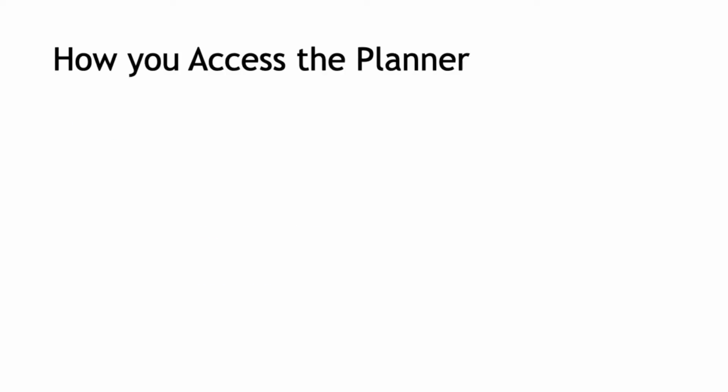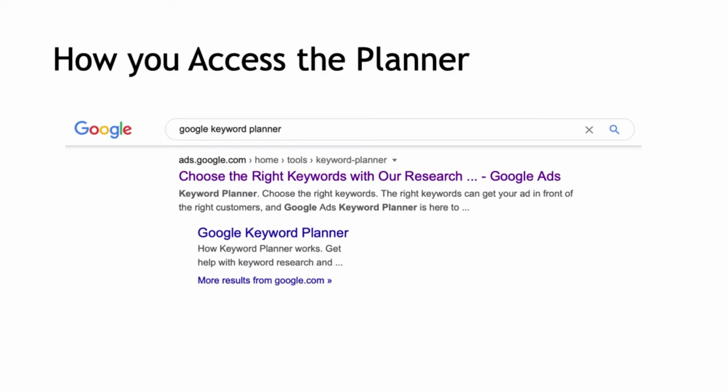Okay, so how do you access the planner? Nice and easy. Make sure you're logged into your Google business account and then find the address of the planner with a quick Google search. So, Google Keyword Planner. If this is the first time using the tool, there are 3 things you need to do.